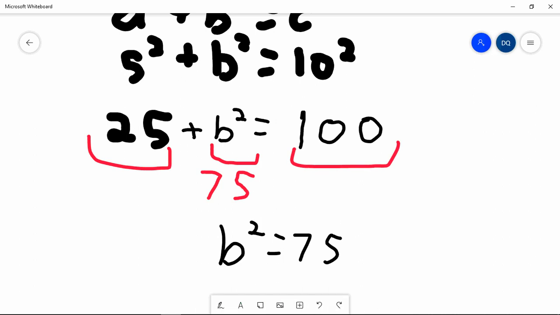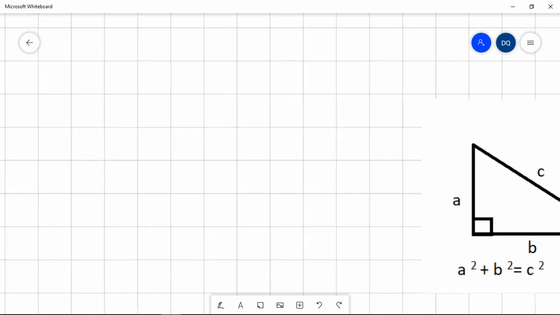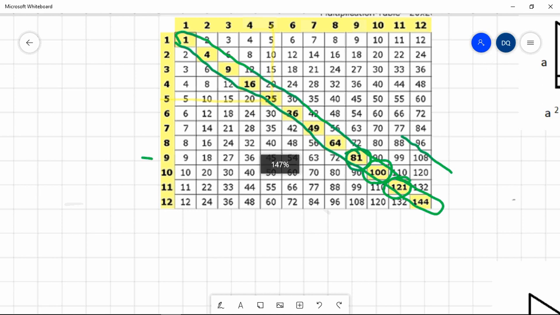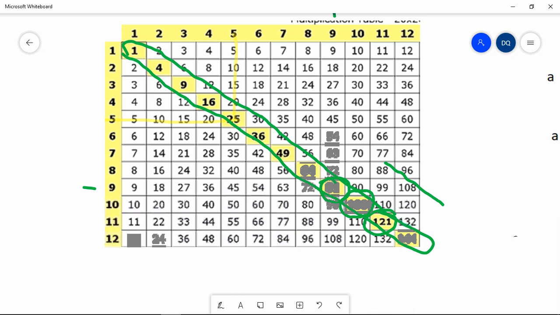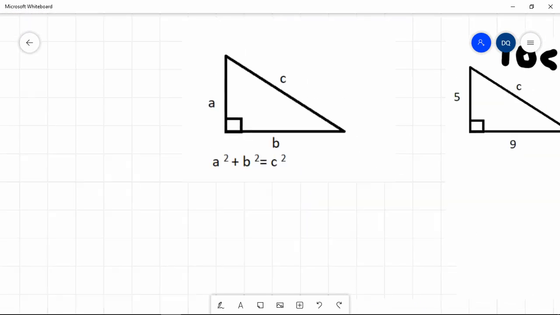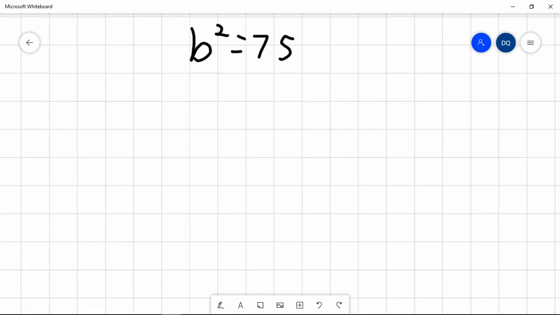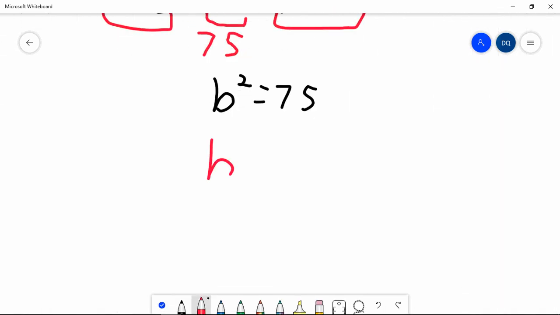So if b squared is equal to 75, let's look at our times table. Try and figure this out. What number times itself will give us 75? What's 8 times 8? 8 times 8 is 64, so 8's not enough. What's 9 times 9? 9 times 9 is 81, and that's too much. So that means b is in between 8 and 9, because 75 is in between 8 squared and 9 squared. So again, all I can write for now is that b is between 8 and 9. So it's less than 9, and it's greater than 8.